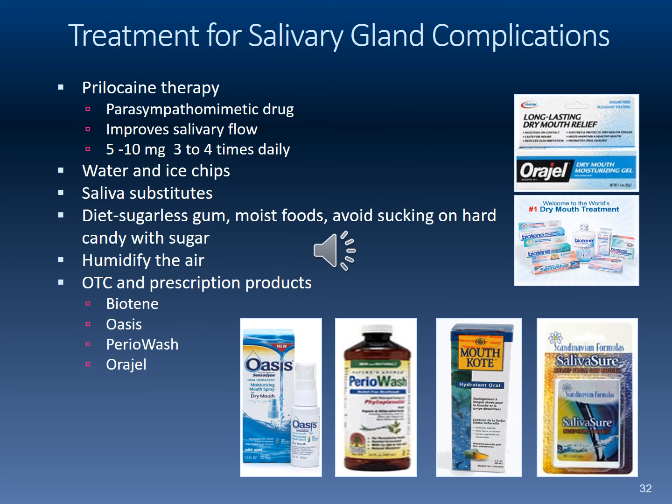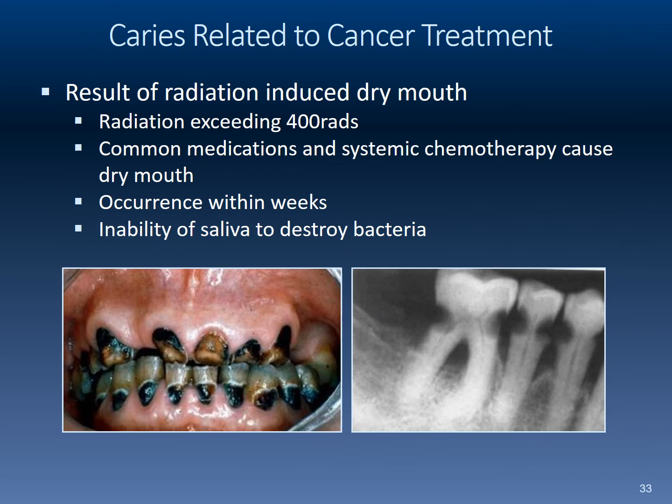There are many suggestions we can make to our patients to help them be comfortable when they've lost salivary function. Please make note of some of these suggestions and add them to your case studies. Salivary substitutes, water, ice chips. Prilocaine therapy may also help ease any of the discomfort with chewing from any tenderness that they develop. And over-the-counter and prescription products such as Biotene, Oasis, PerioWash, and Oragel are all recommended products for these patients.